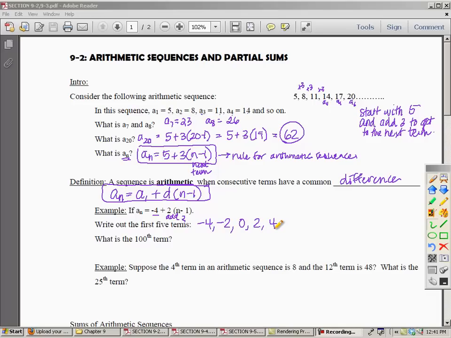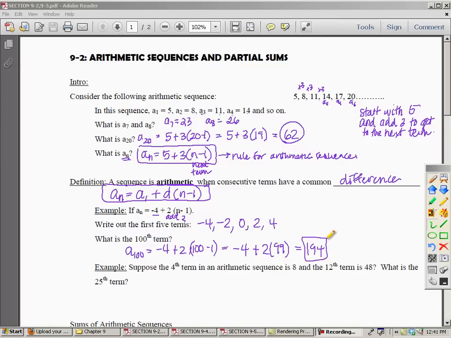Now the problem is I need a rule because I don't want to do this to get the 100th term. So if I'm finding the 100th term, then I take negative 4 plus 2 times 100 minus 1, or negative 4 plus 2 times 99. If I do that, I get 194 is the 100th term.